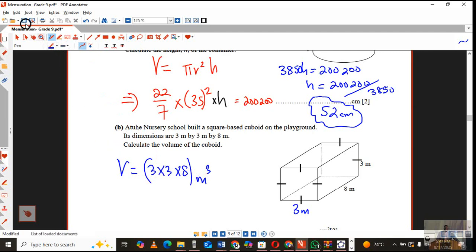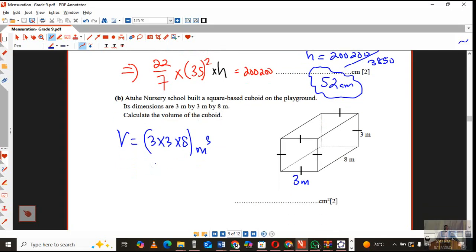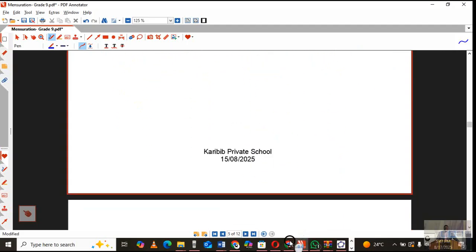All right, we'll just save here because I've learned my lesson when it came to this software. 3 times 3 is 9, 9 times 8. Of course, 9 times 8 is 72. Now, of course, they are asking for volume, so it's supposed to be cubic centimeters. Okay, but, oh, maybe it's the next question.